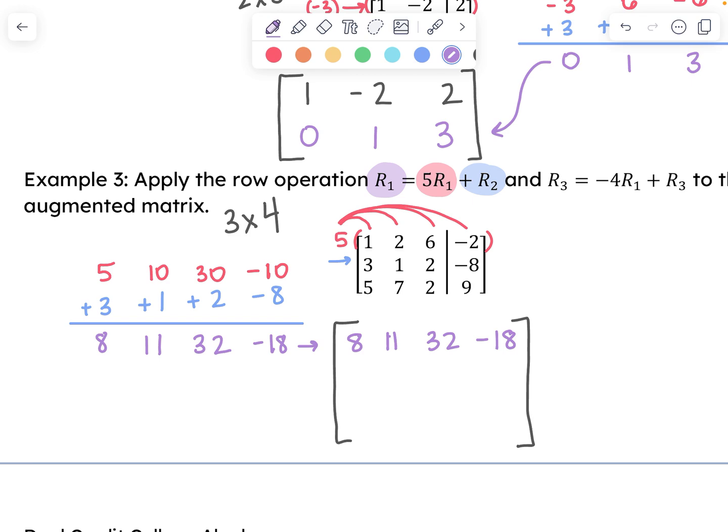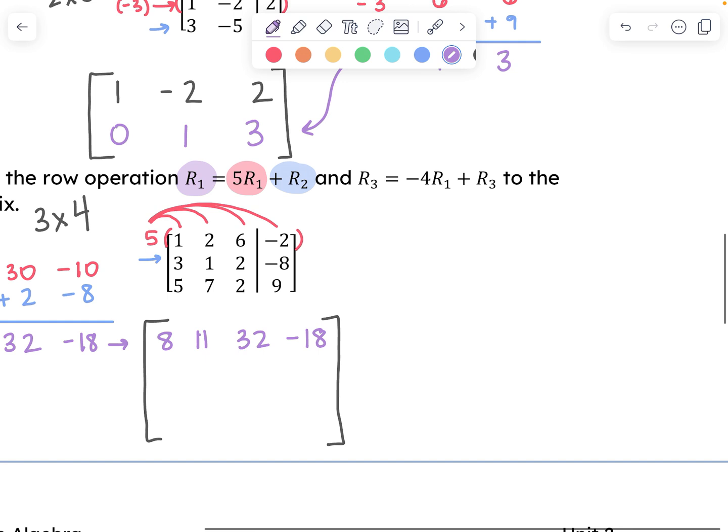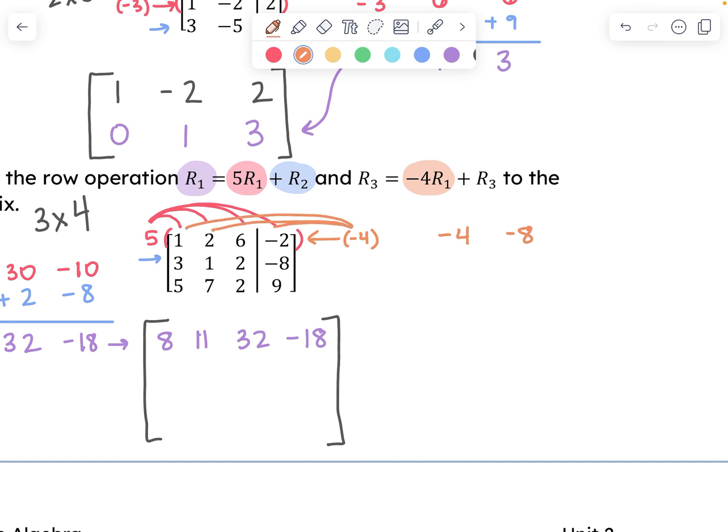Now for my other row operation here, it says R3 is equal to negative 4 R1 plus R3. So I'm going to start with that negative 4 R1. This time I'm taking everything in that first row and I'm going to multiply it all by negative 4. So negative 4 times 1 is negative 4. Negative 4 times 2 is negative 8. Negative 4 times 6 is negative 24. And negative 4 times negative 2 is a positive 8.